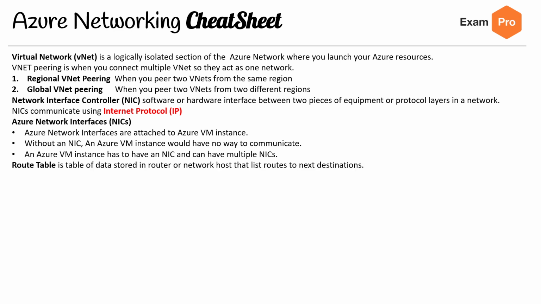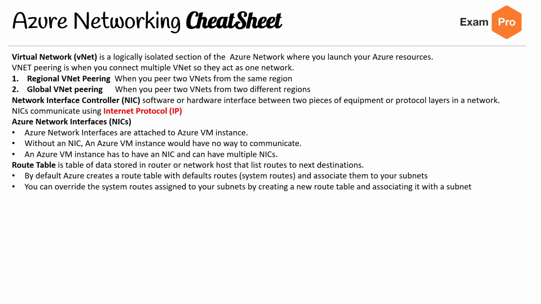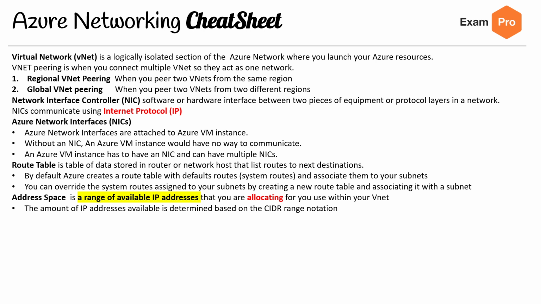For route tables, it is a table of data stored in a router or network host that lists routes to the next destination. By default, Azure creates a route table with default routes, also known as system routes, and associates them to your subnets. You can override system routes assigned to your subnets by creating a new route table and associating it with a subnet. Then there's the concept of an address space. It is a range of available IP addresses that you are allocating for your use within your VNet. The amount of IP addresses available is determined based on the CIDR range notation.